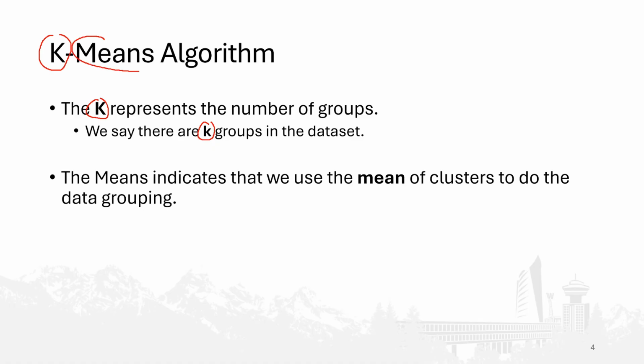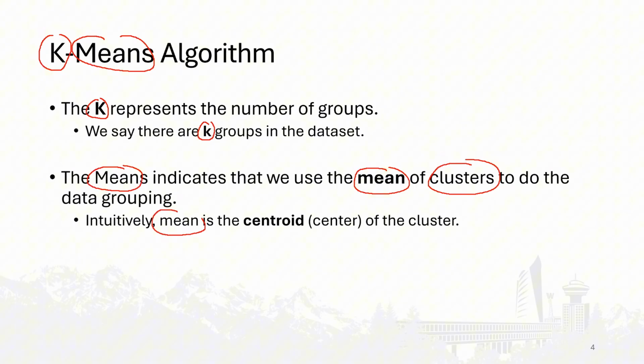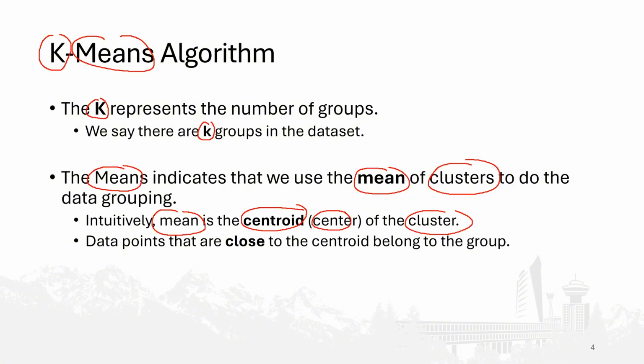And then the means here in the k-means algorithm name indicates that we will use the mean of the cluster to do the data grouping. So what does that mean? Intuitively, you can think of the mean as just the centroid or the center of the cluster. For each data point, we will calculate how close it is to each centroid. Then we will pick the centroid that is closest to the data point and use the group of that centroid to group our data points.